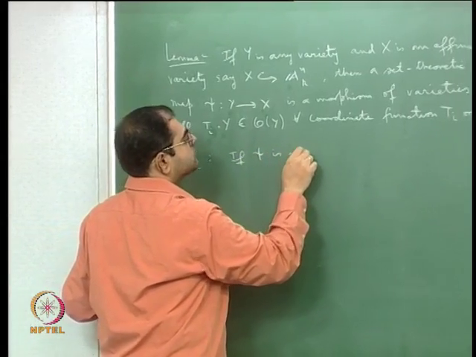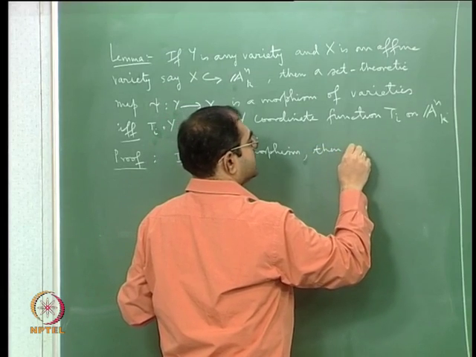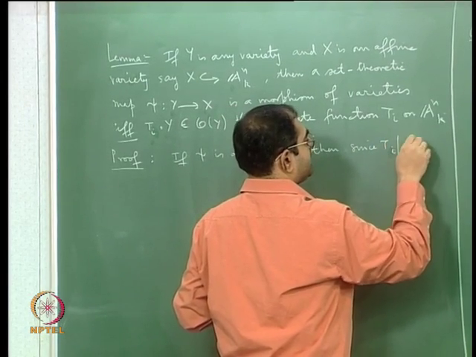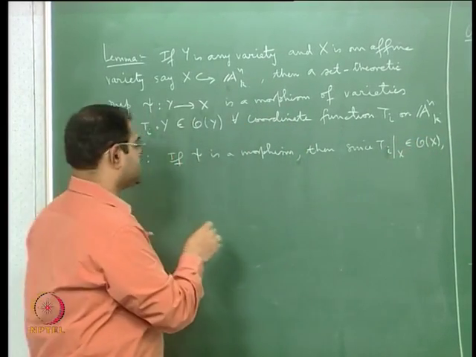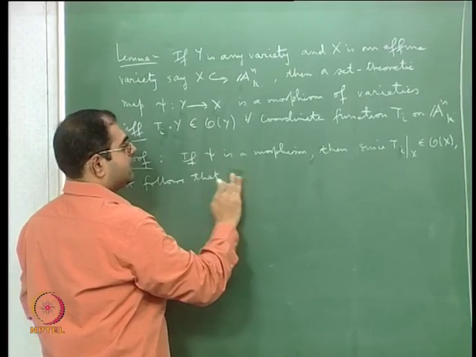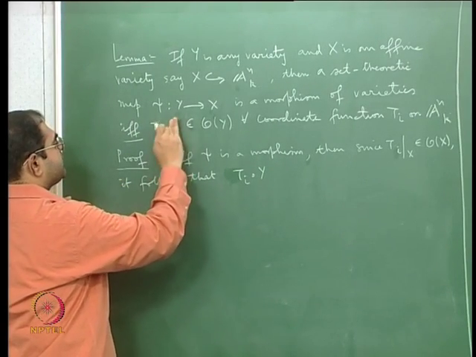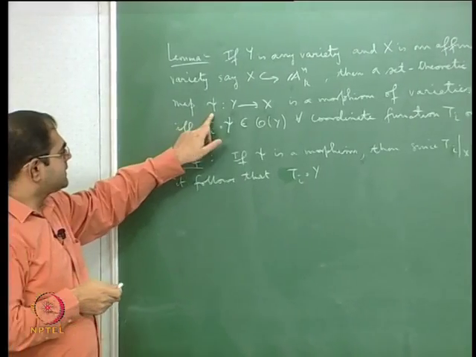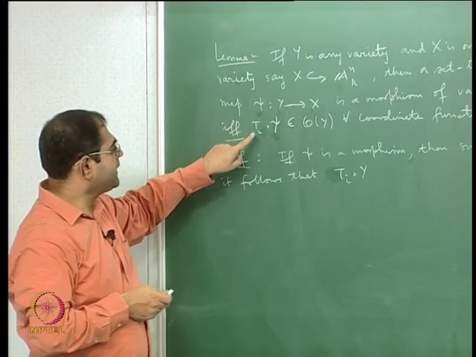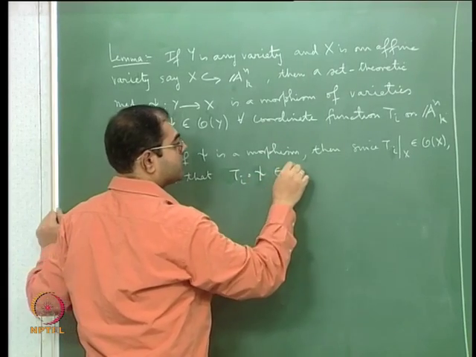If psi is a morphism, then of course, since Ti restricted to X are regular functions on X, it follows that Ti circle psi, I'm sorry, I think it should have been Ti circle psi, not Ti circle Y, okay. That's wrong notation. Ti circle Y doesn't make any sense. I should compose Ti with psi, okay. Please correct that. So Ti circle psi will of course be a regular function on Y.